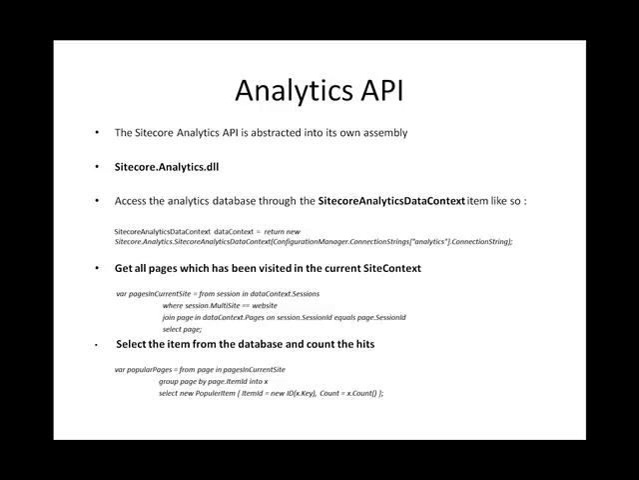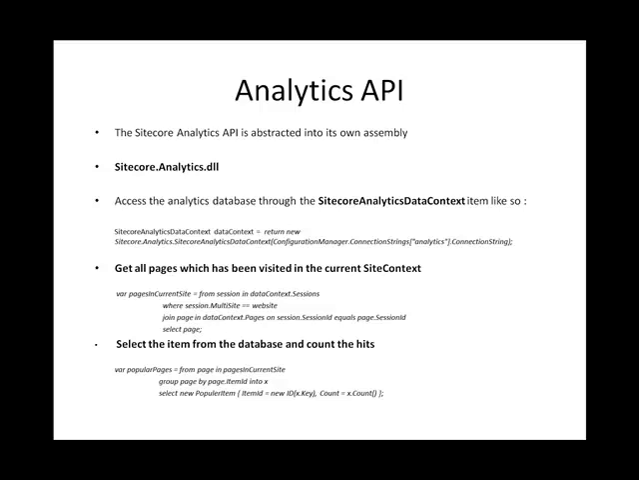Let's have a look at the Analytics API. First of all, the Sitecore Analytics API is abstracted out into its own assembly, which lives in your bin directory. It is called sitecore.analytics.dll. So, if you would like to start working with the Analytics DLL, you simply have to add it as a reference within your Visual Studio project.